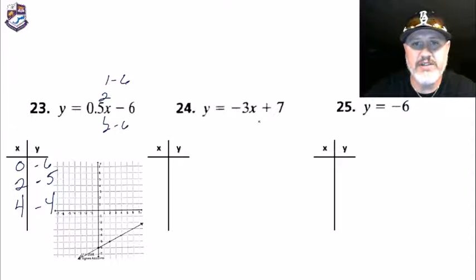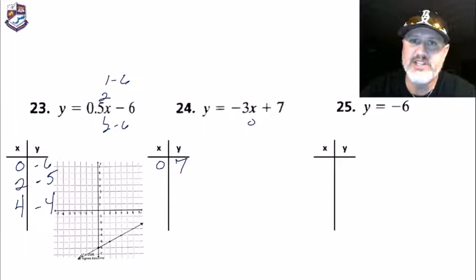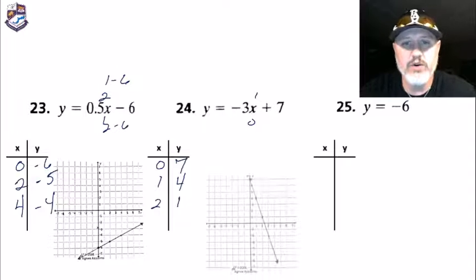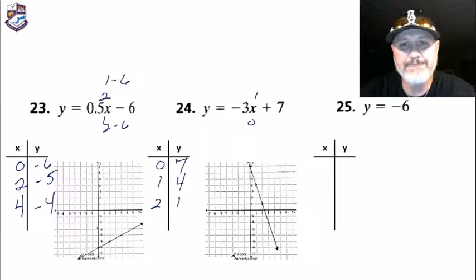I'm going to substitute 0. 0 times negative 3 is 0 plus 7, and I hope you realize why we're using 0. It just cancels the x term. All right, I'm going to use 1. 1 times negative 3 is negative 3 plus 7 is 4. And 2. Negative 3 times 2 is negative 6. Negative 6 plus 7 is 1. All right, so that's what this graph looks like.